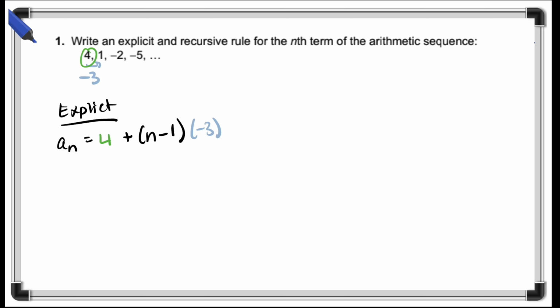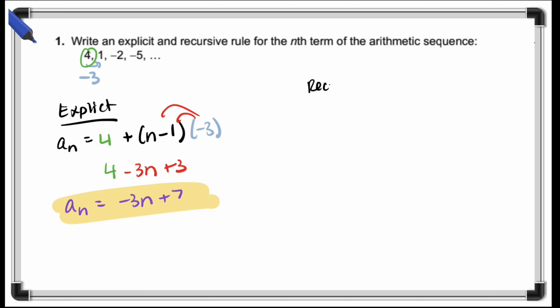Because we have a general rule, we don't know what our nth term is, so we're going to simplify. You can distribute, so this becomes -3n plus 3, and we still bring down this 4. Now our general formula is a sub n, and then combining like terms, we get -3n plus 7.